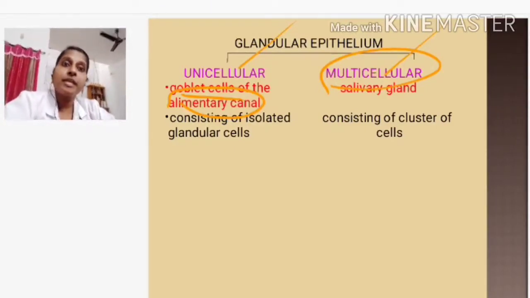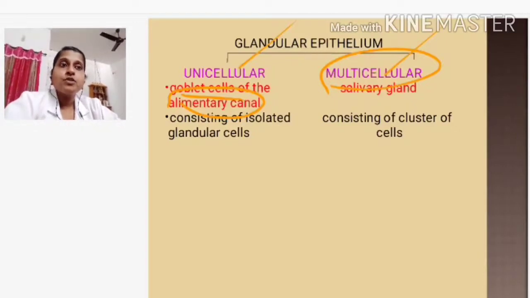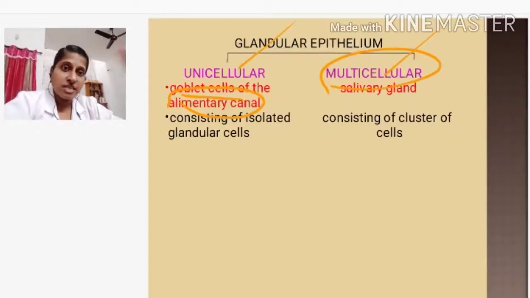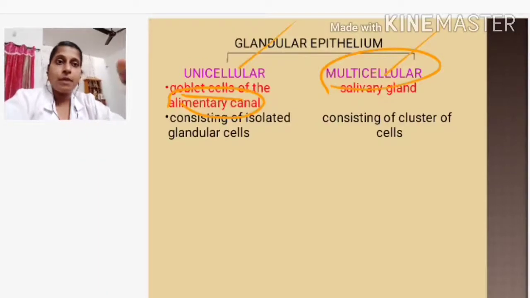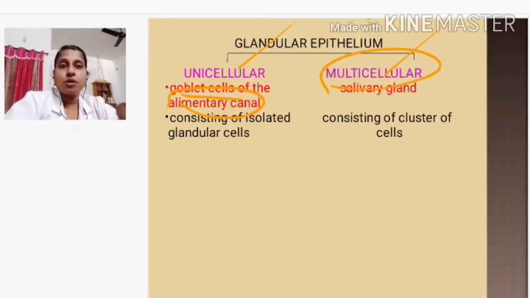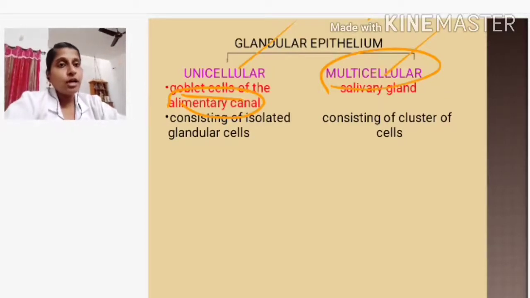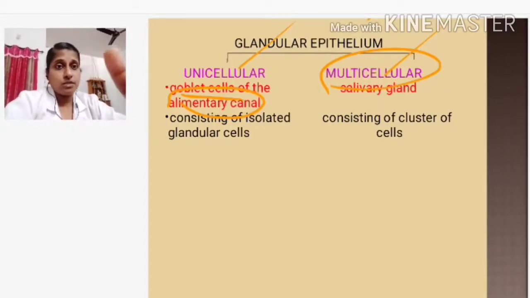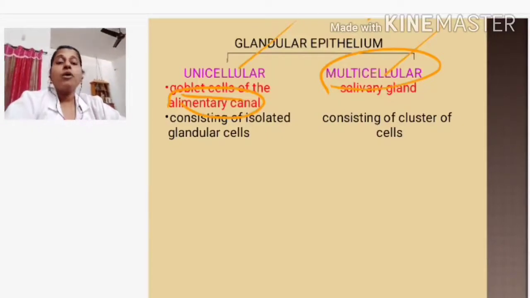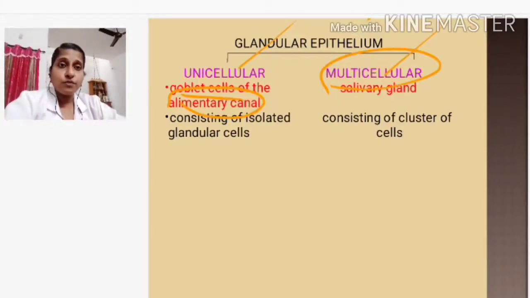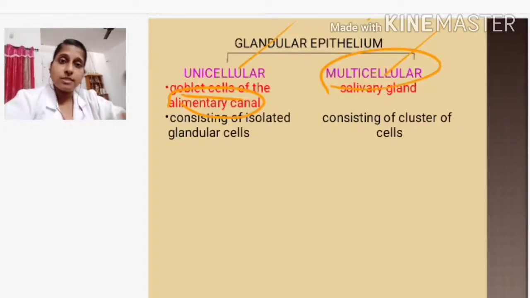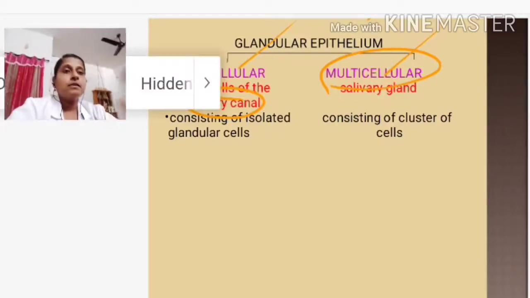Another one is your multicellular glandular epithelium, as in the salivary gland, where you can find many cells having many glands present. So then we call them as what? Multicellular glandular epithelium. So unicellular consists of isolated glandular cells, only one cell, one gland. Multicellular has innumerable cells with innumerable glands. That is regarding the glandular epithelium.